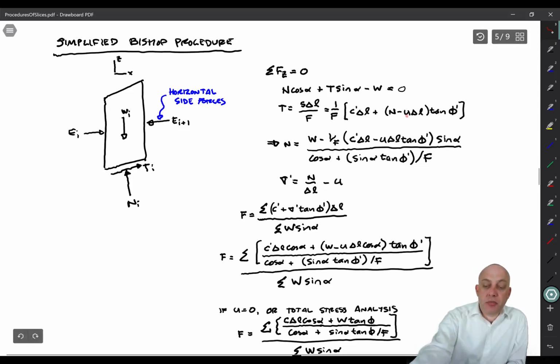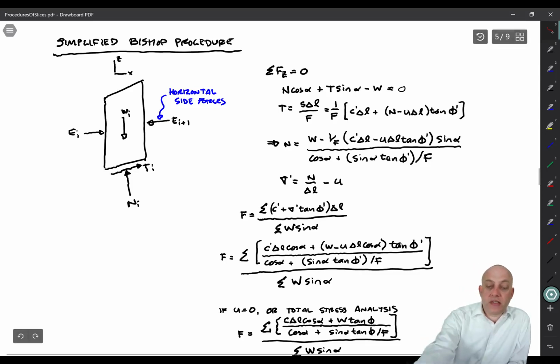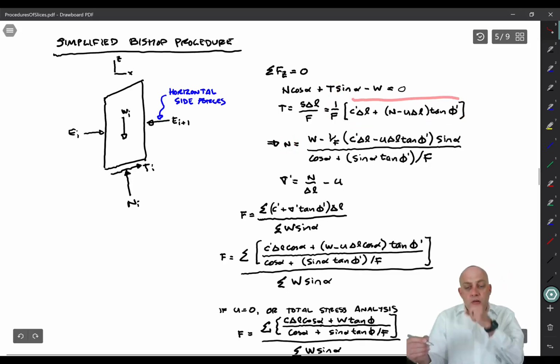And I'm including a pore pressure in here now, just so that it's a more general formulation. If you want to solve the problem without pore pressure, you just set it always equal to 0, and you can do a total stress analysis, no problem. So what we'll do is take this equation, substitute this in here for T, and then we'll solve for N.